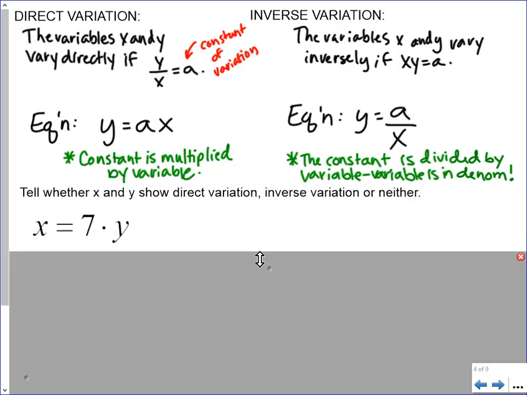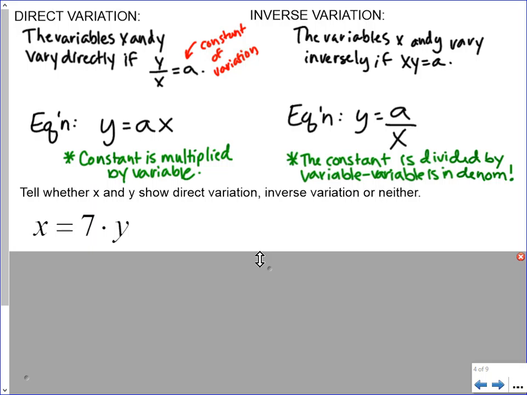Just real quick, what does your gut tell you? Just say what you think. Inverse, direct, or neither? I got one direct. Another direct. Faith, you answered direct pretty quickly. Why do you say direct? The number 7 is constant, right? It's always going to be 7. It's stuck there. And it's getting multiplied by a variable. So that should be direct.